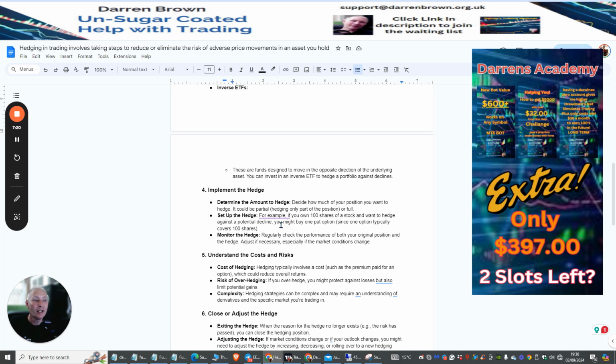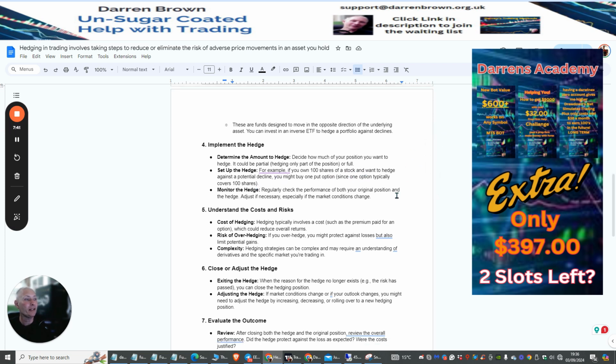Implement the hedge: determine the amount to hedge, decide how much of your positions you want to hedge. It could be partial, you could be hedging only a part of a position or a full position. Set up a hedge: for example, if you own say 100 shares of the stock and you want to hedge against a potential decline, you might buy one put at a time, since one option typically covers 100 shares. Monitor the hedge: regularly check the performance of both your original position and the hedge, and adjust if necessary, especially if the market conditions change.